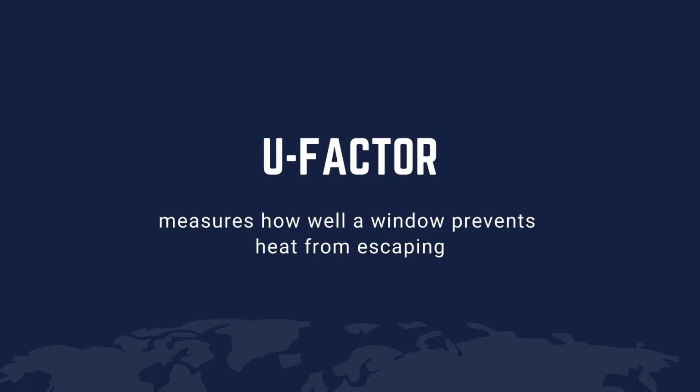The first is the U factor. U factor measures how well a product prevents heat from escaping. The U factor ratings generally fall between 0.20 and 1.20. The lower the U value, the greater the window's resistance to heat flow and the better it is at insulating. A lower U factor keeps your building warmer in the winter and cooler in the summer.